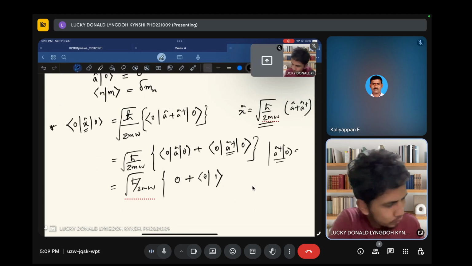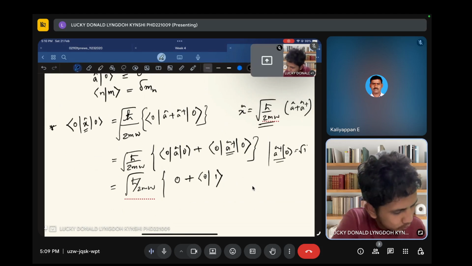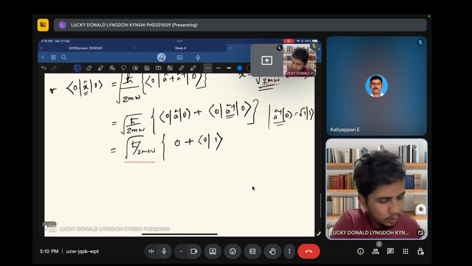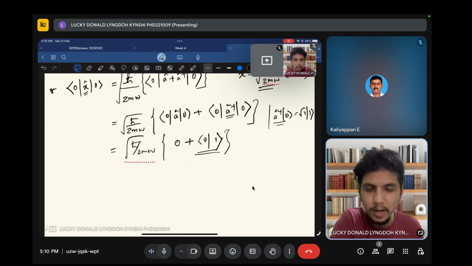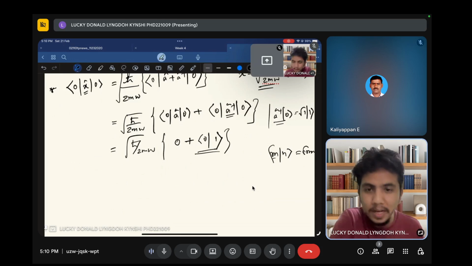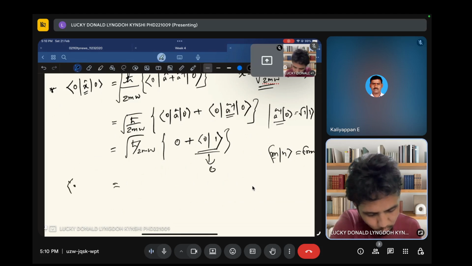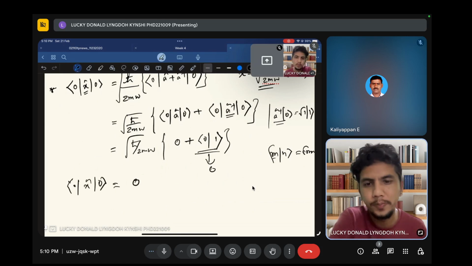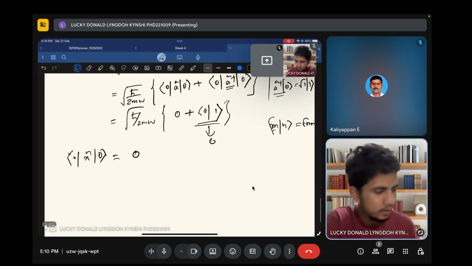A cap dagger of 0 will be equal to root over 1, state 1. So for these terms, <0|1>, <m|n> is equal to delta of mn. If m and n are the same, then you will get 1, otherwise you will get 0. So this term also goes to 0. Then the whole expectation value of x in the ground state of a harmonic oscillator is equal to 0. Okay, so the first term is done.